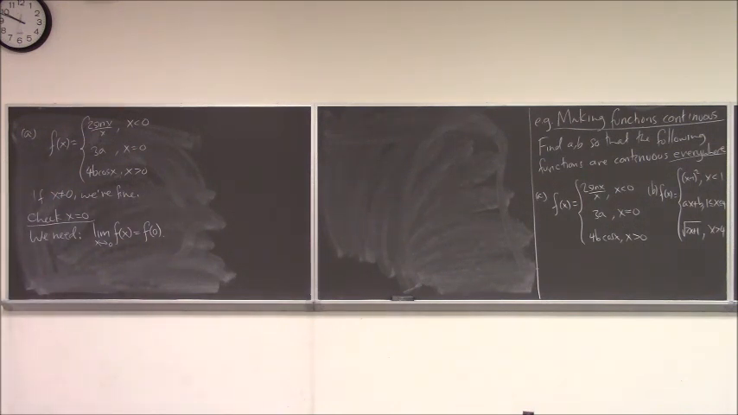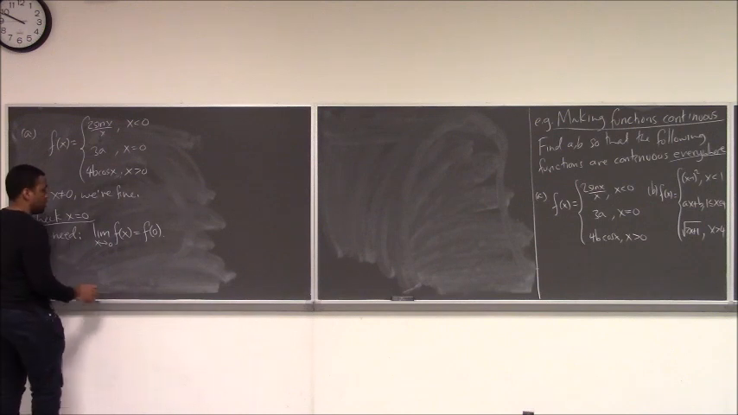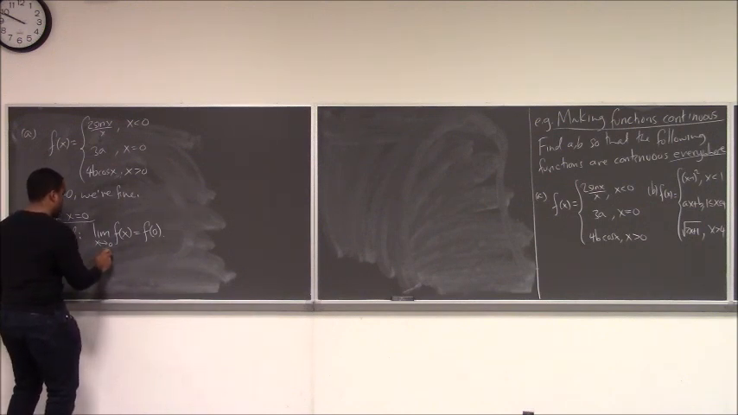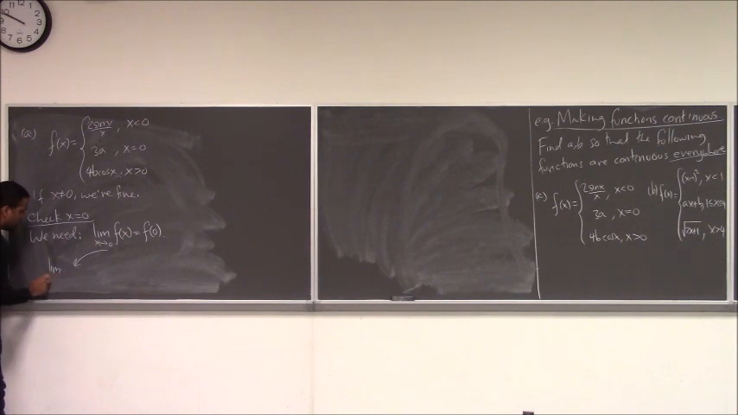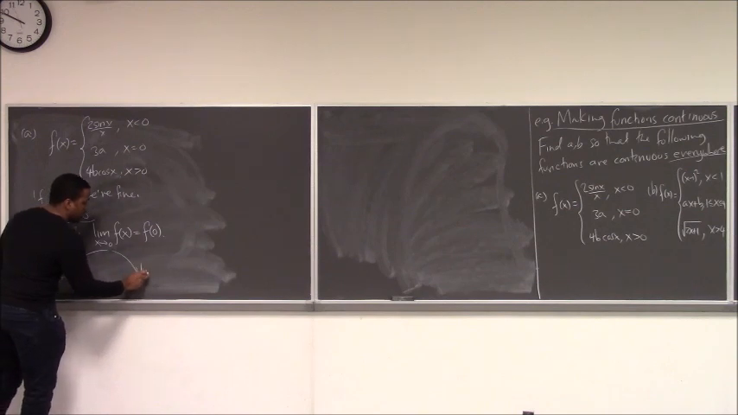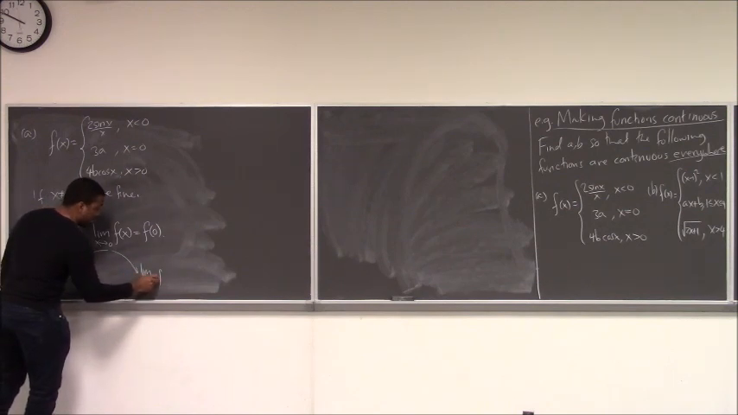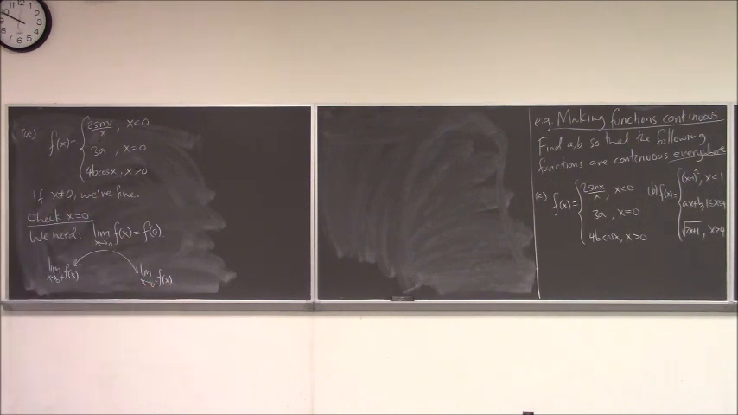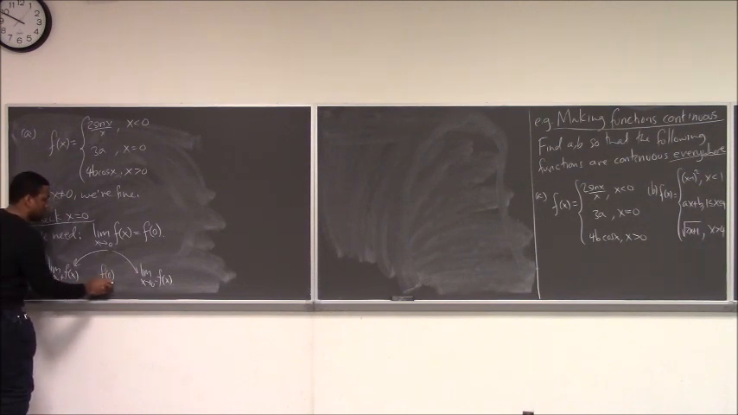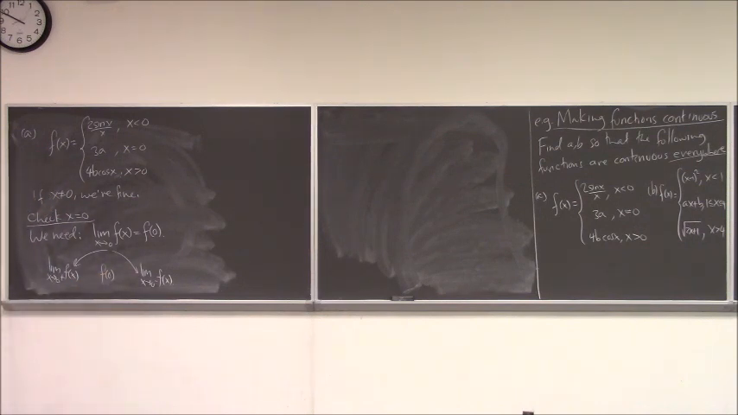So now, let's unpack that. One, the function behaves differently on the left and the right, so we need to look at the one-sided limits. So we're going to check the limit as x approaches zero from the right of f of x, and the limit as x approaches zero from the left of f of x. And what is f of zero? We're going to find all three of those, and we need to make sure that they all match up, all giving us the same value.